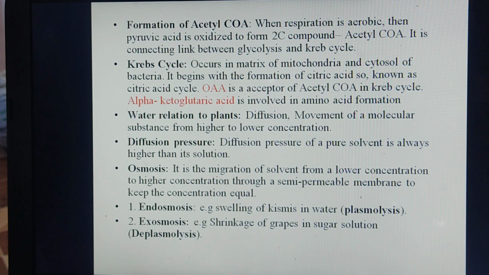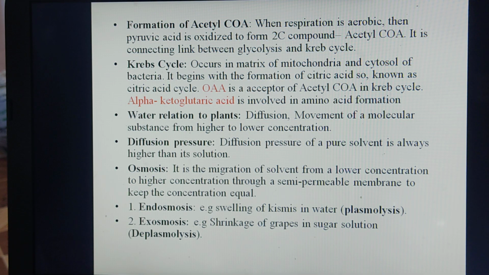Next, formation of acetyl-CoA. When respiration is aerobic, then pyruvic acid is oxidized to form 2C compound acetyl-CoA, it is the connecting link between glycolysis and Krebs cycle. Krebs cycle occurs in matrix of mitochondria and cytosol of bacteria. It begins with the formation of citric acid, so known as citric acid cycle. Oxaloacetic acid is the acceptor of acetyl coenzyme A in Krebs cycle. And alpha ketoglutaric acid is involved in amino acid formation.